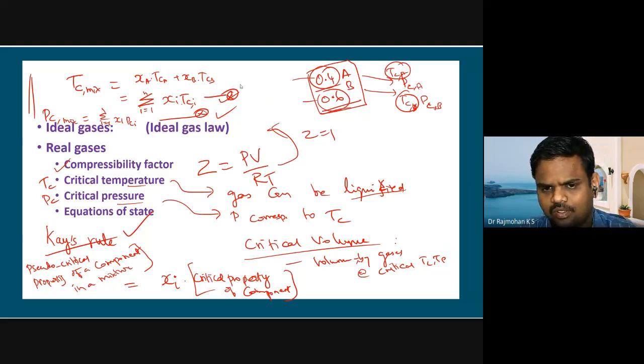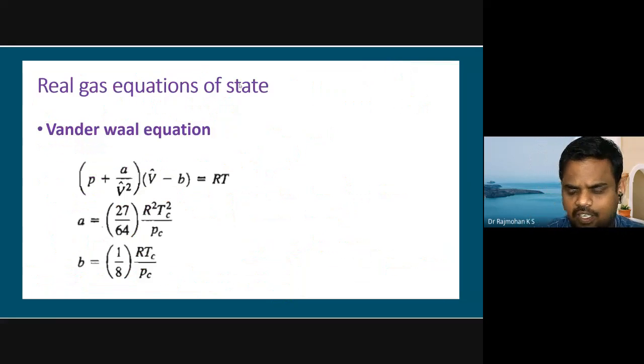Now we have several real gas equations available. All these are derived expressions. These real gas equations of state take into account some correction term for change in volume, actual volume and actual pressure. So we have this expression (P plus a by V square) into (V minus b) equal to RT, where a and b are van der Waals constants.